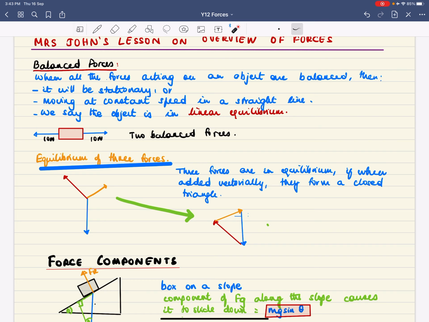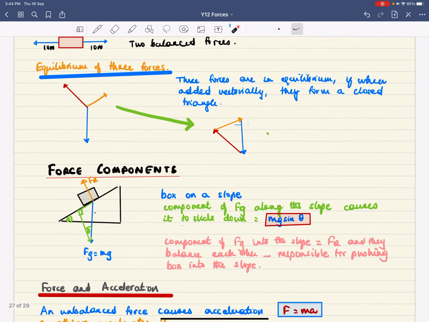So how do you know they are balanced? If you add them vectorially, that means if you add them head to tail. So this blue represents that, and that's your red and that's the orange. They form a closed triangle. Just remember, they're all head to tail, so there's no resultant and there's no gap. If they did not form a closed triangle, then it would mean they're not balanced.